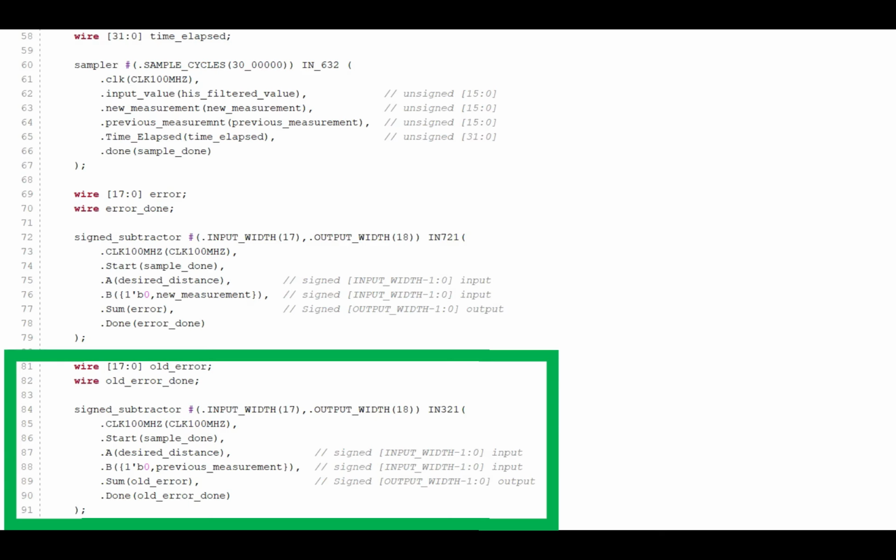For the inputs of this new instantiation, we again use the desired distance, but this time we subtract the previous measurement instead of the current one. Since the previous measurement signal is unsigned and only 16 bits wide, we convert it into a signed 17-bit value by appending a leading 0. Finally, the outputs of this module are connected to the old error and old error done wires that were declared earlier.